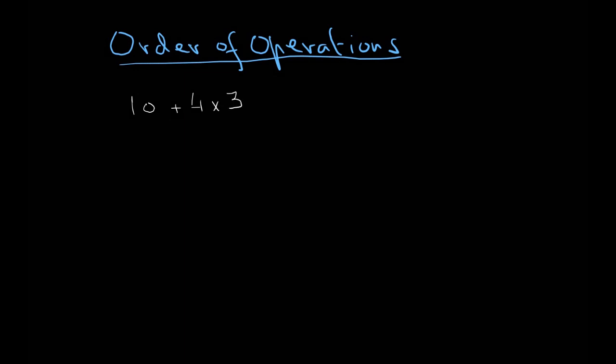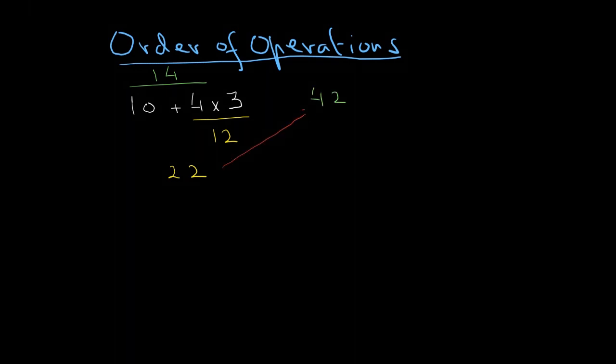Well, it could mean that you multiply 4 by 3 first to get 12, and then you add 10 to it to get the answer, which is 22. Or it could mean that you add 10 to 4 first to get the answer 14, and then multiply 14 by 3 to get the answer 42. And clearly, these two answers are not equal. So we have to be clear about what we mean when we write something like this.